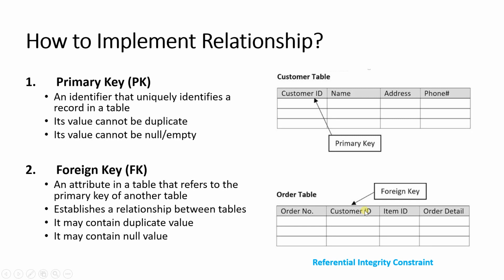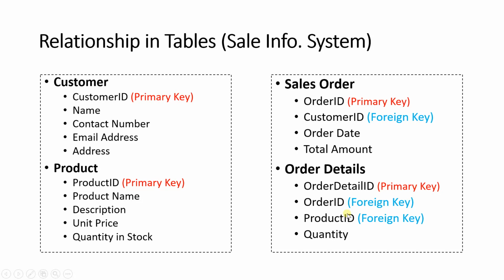So customer ID is not an attribute of this order table, but it is the identifier of the customer table. So this customer ID connects the order table with the customer table, and this association is called a relationship. The constraint which establishes this relationship is called the referential integrity constraint.